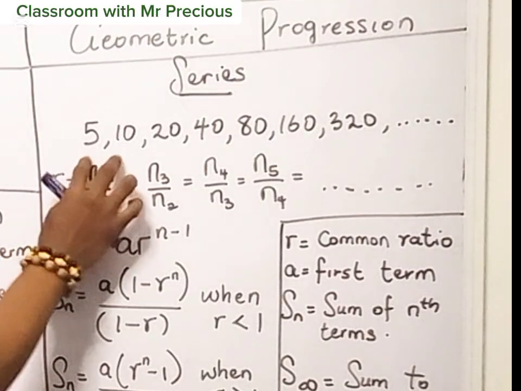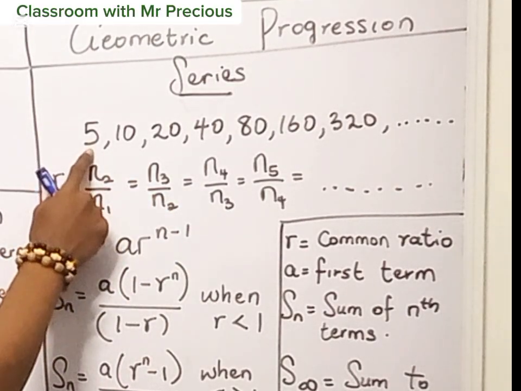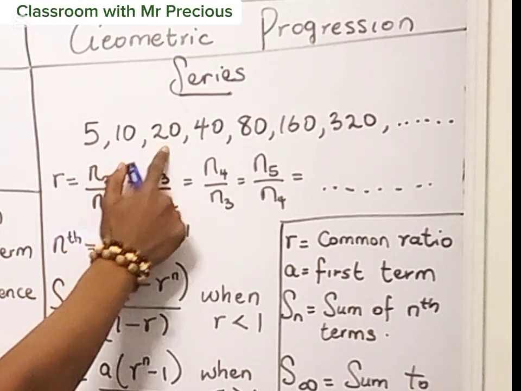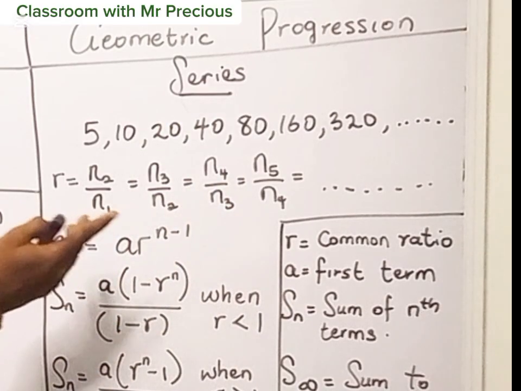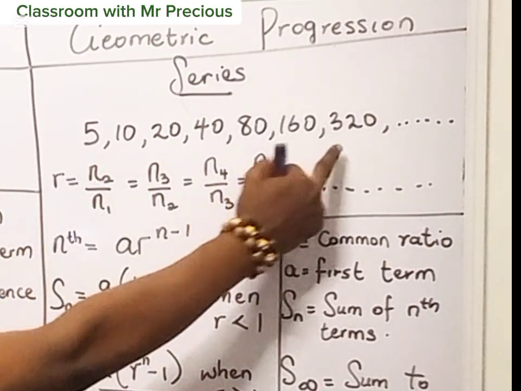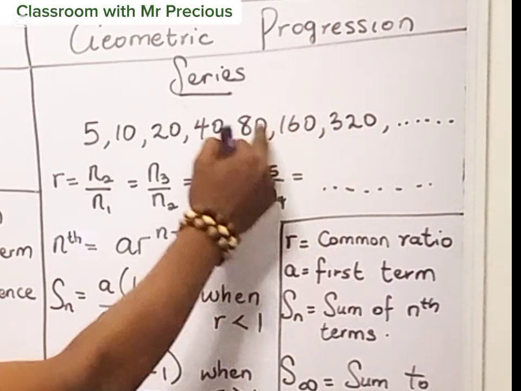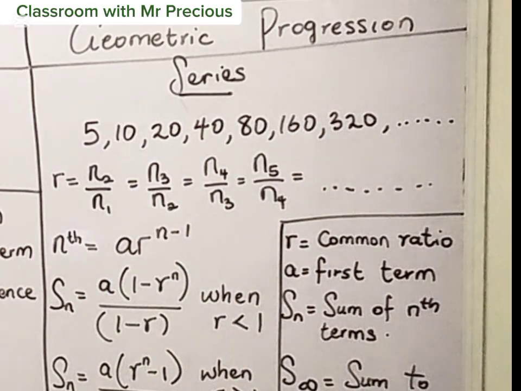But whenever you see a pattern of times or divide, like this one now, you do 5 times 2, you have 10. You do 10 times 2, you have 20. You do 20 times 2, you have 40. It can even be the other way around. Whenever it is divided, maybe it starts from 320, 320 divided by 2 is 160, then 80, 40. Whenever it's like that, that is series.